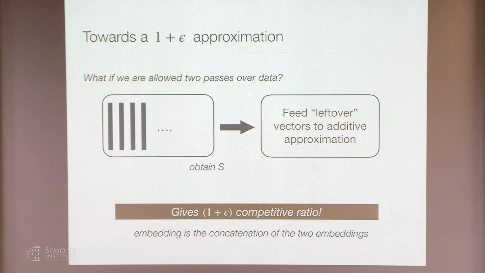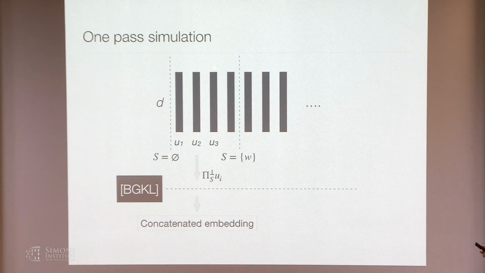So we are getting 2 passes, right? In the second pass, whenever you see a vector, you take the component orthogonal to the S you obtained in the first pass, and you feed that into this additive approximation algorithm. Okay? And we use this as a black box at this point. All right, and this gives a 1 plus epsilon comparative ratio. And it turns out, if you think about it for a second, you can actually do these 2 passes in just 1 pass.